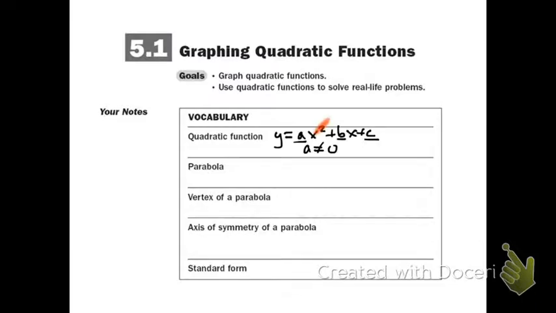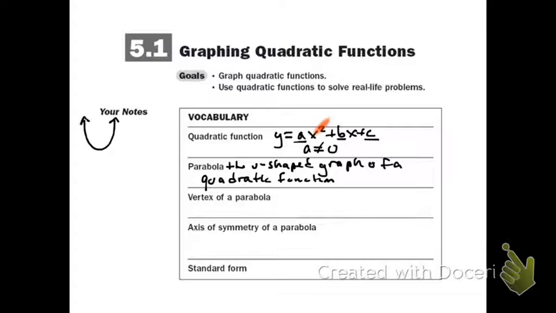So, parabola. This is just the U-shaped graph of a quadratic function. All right, so let's take a look at what that may look like on the side here. If we were to make a U-shaped graph, it might look something like this. And that's if it opens upwards. We could also have a U-shaped graph that opens downwards, like so.